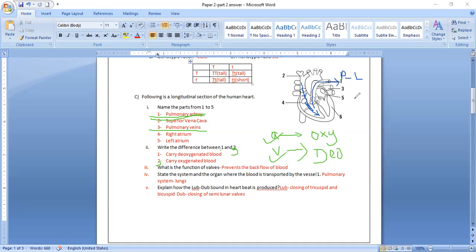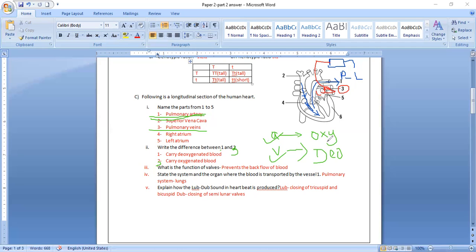Okay. Then they reach the lung. Here, let's take, they reach the lung. They make the deoxygenated blood oxygenated, right? From there, they take the oxygenated blood through the pulmonary veins to the left atrium. Okay, so that is the concept.